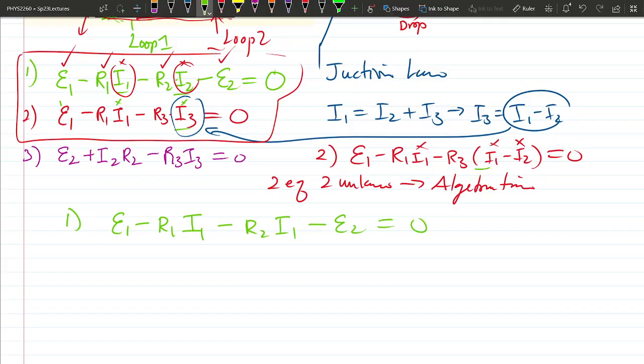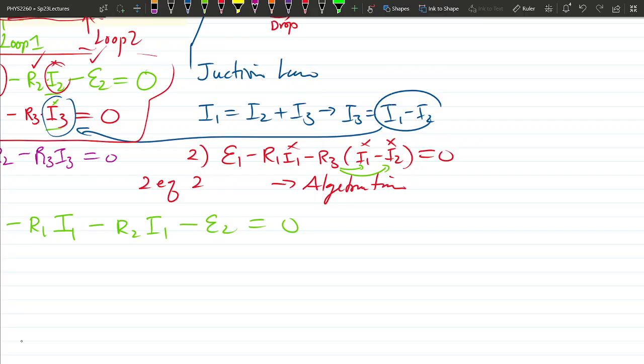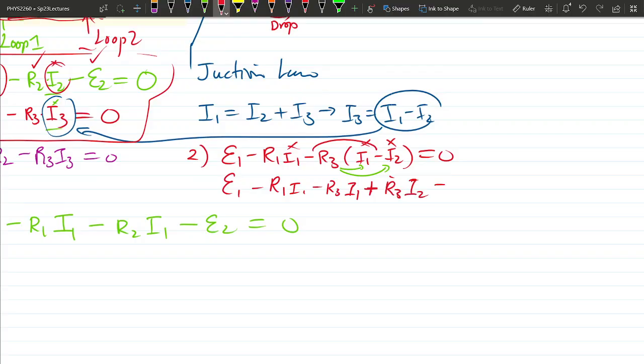What I'm going to do is distribute this R3 to both terms. So let's do that before we go on. EMF1 minus R3 I1 plus, because there are no negative signs here, plus R3 I2 equal to 0. Now I can combine these two terms: EMF1 minus R1 plus R3 times I1, plus R3 I2. I basically factor out I1 from both terms.